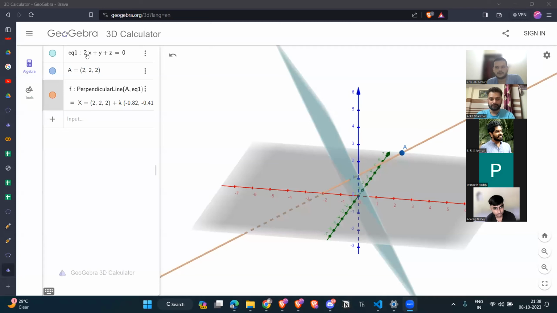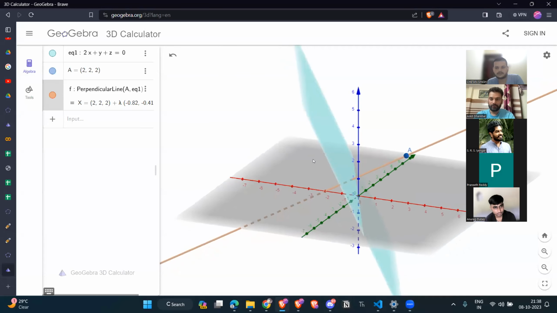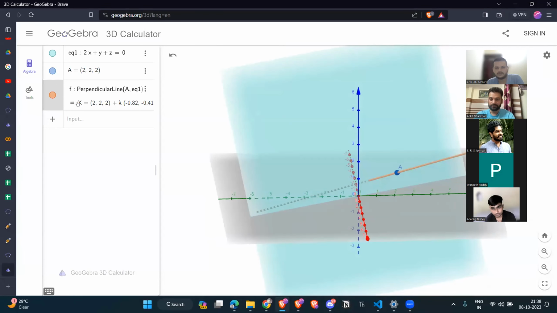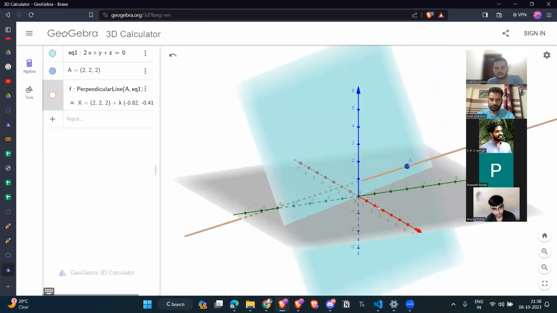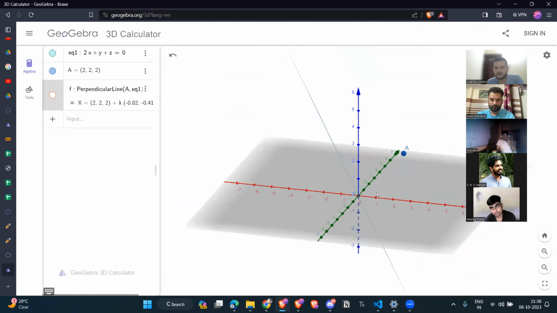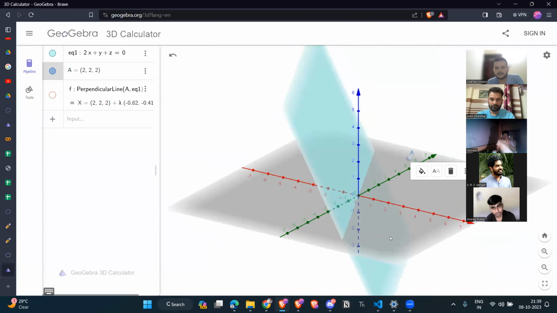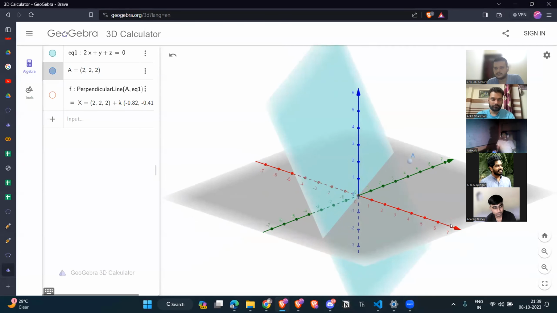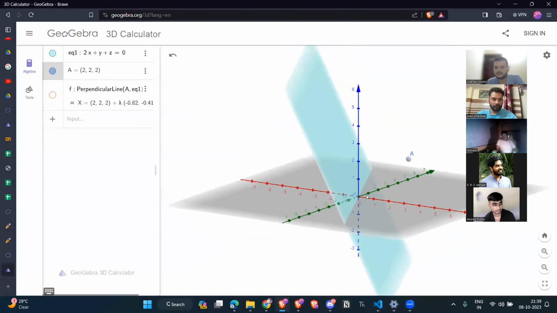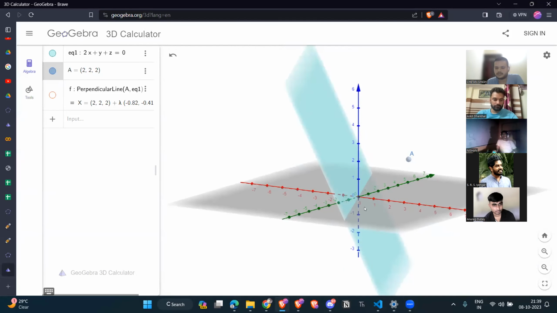So this was our equation, right? This was our plane. Is the plane visible to everyone? Yep. And we had a point A that was (2, 2, 2) in R3 space. So the question was: where should that person buy their house so that it's the closest to this school on this plane?